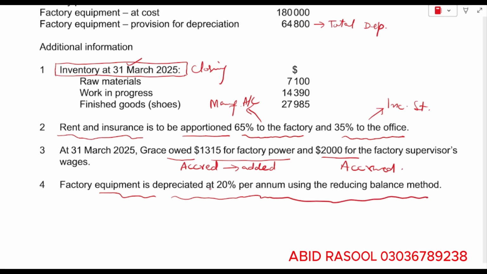This is the depreciation policy about the factory equipment, that how we depreciate this asset, which method we will use, and what is the rate of depreciation. Okay, now we see its solution and the working of those solutions one by one, that how we have to start this manufacturing account, what are different blocks there, how to make that manufacturing account, and how these adjustments will be included in that manufacturing account.